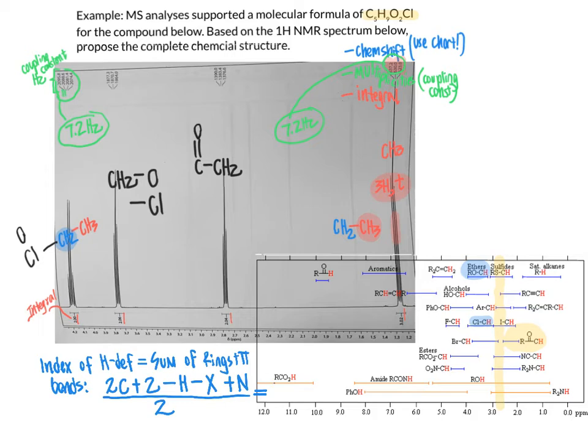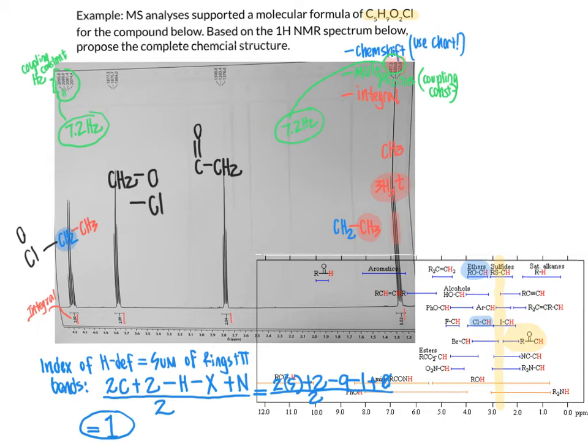So if we do that for this structure, we would have 2 times the number of carbons, which is 5, plus 2, minus the number of hydrogen atoms, which is 9, minus the number of halogen atoms, which is 1, plus the number of nitrogens, which is 0, divide all that by 2, and what you're going to find is that the sum of the rings and the pi bonds is equal to a grand total of 1. So what this is telling us is that the structure has 1 ring or pi bond. It doesn't tell us whether it is a ring or a pi bond, it just narrows it down: the correct structure will absolutely have 1 ring or 1 pi bond in it.